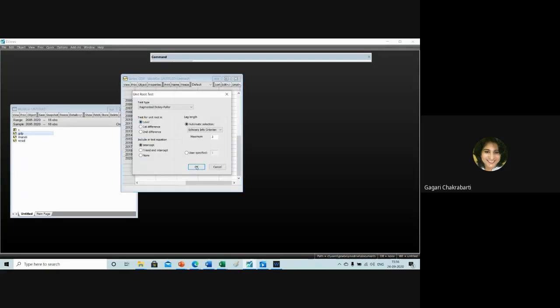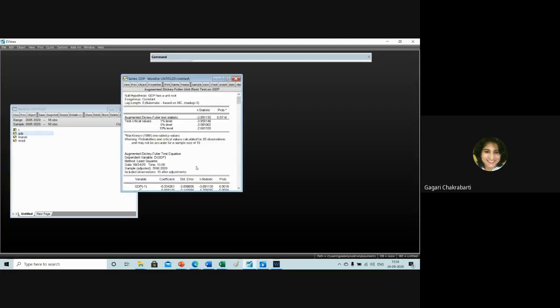And in level, okay. So the null hypothesis says that GDP has a unit root, and this is the augmented Dickey-Fuller test statistic with the probability. Now, somebody please tell me whether GDP has a unit root or not. Who is going to answer?